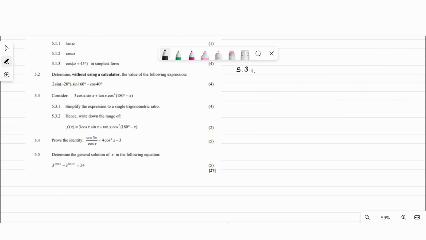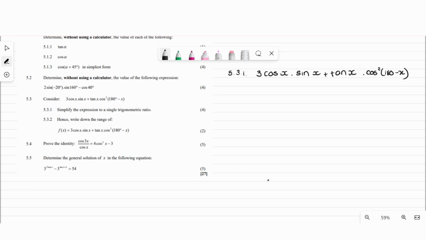Now we're moving to 5.3. It says consider, then they give us an expression, right? Then they say simplify the expression to a single trig ratio. So they want us to make this expression into a single trig ratio. Let me write down the expression first. Now what I'm going to do is change this 10 into an identity and use reduction here. First, we're going to change this 10 into an identity. Then here we're going to take out the square root outside. Now we're going to use reduction to reduce this one.